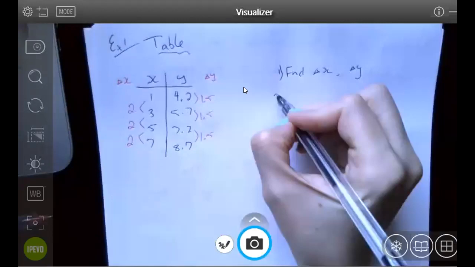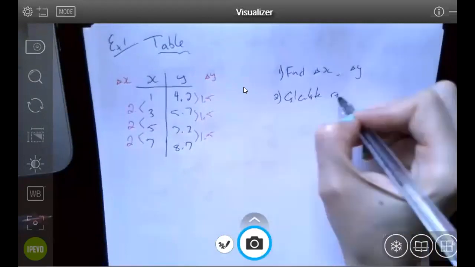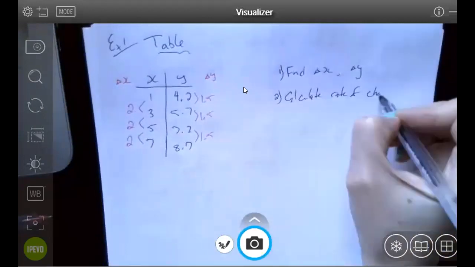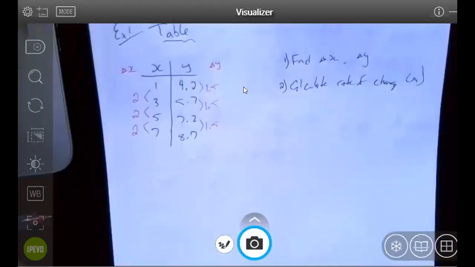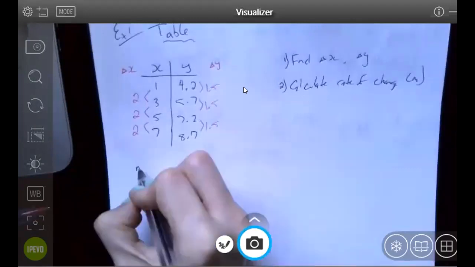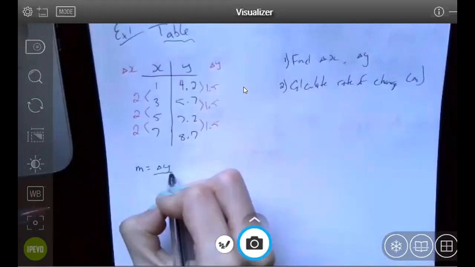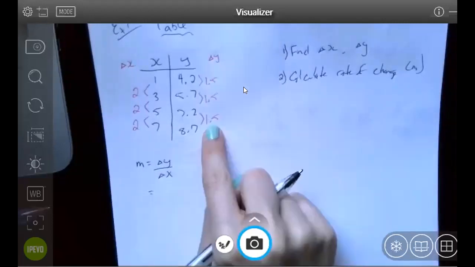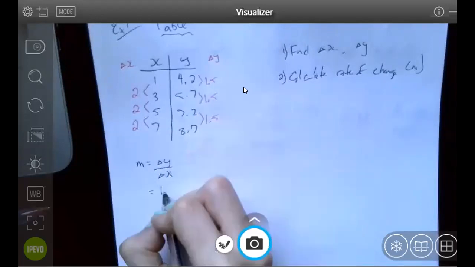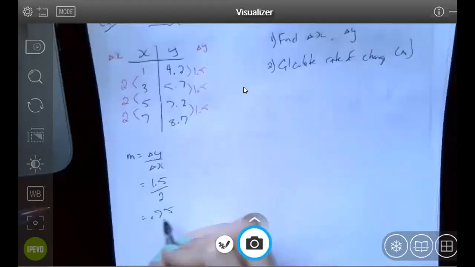Step two is going to be to use that to calculate our rate of change, which is our m value. So what we're going to do now is say that our m value is equal to our change in y over our change in x. So that's going to be 1.5 divided by 2, which is 0.75, or, oops, not 1/4, 3/4.